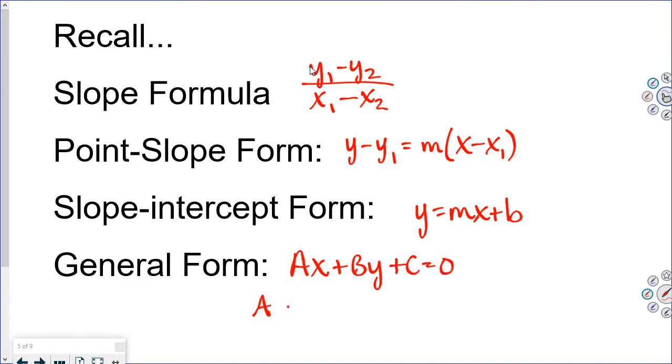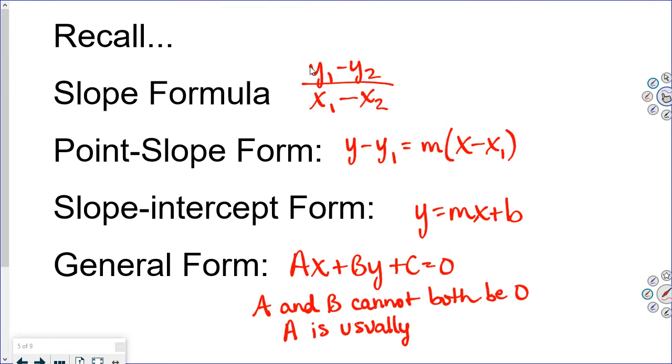A and b cannot both be 0. And then the other thing, A is usually not negative. So it is usually positive. Sorry about that. Got kind of mixed up in my words. Okay, so those are just some criteria, generally speaking.